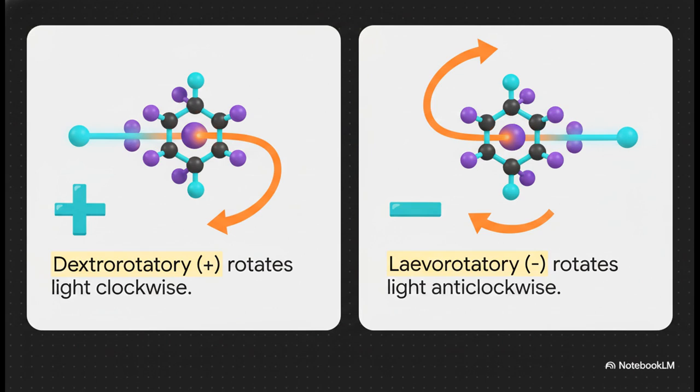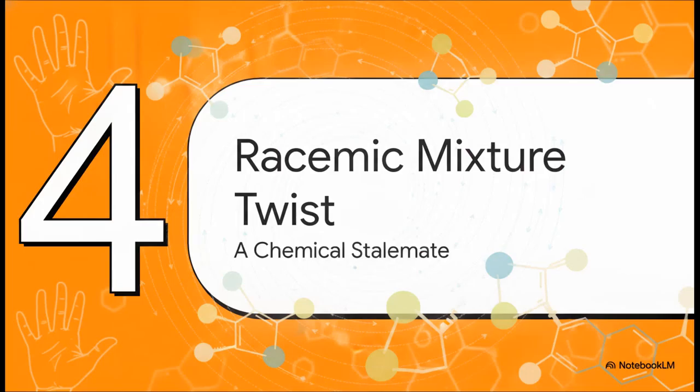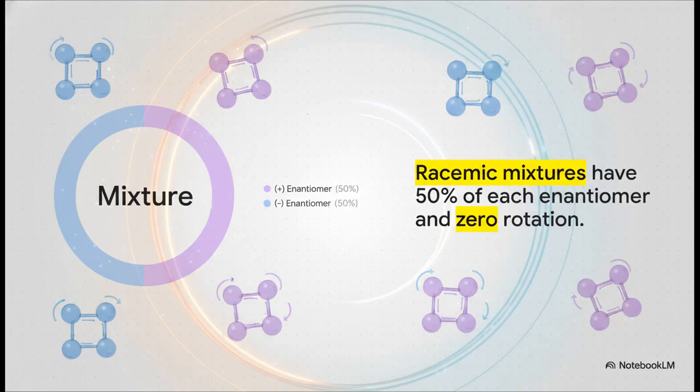How cool is that? But what if we mix them? That brings us to part 4, the racemic mixture twist. Now, what's really fascinating here is what happens when you throw both the left and right hands into the exact same space. Imagine we create a perfect 50-50 mix, a racemic mixture containing exactly 50% of the positive enantiomer and 50% of the negative enantiomer.